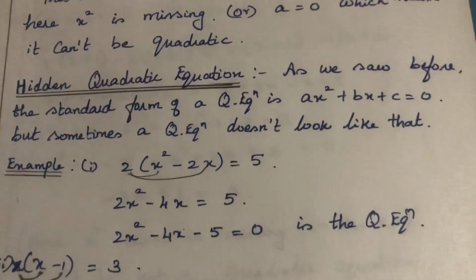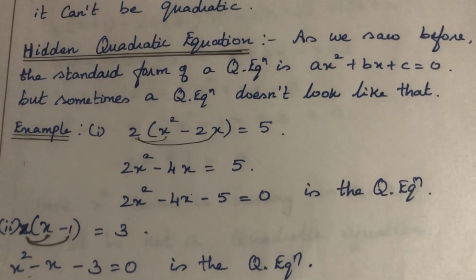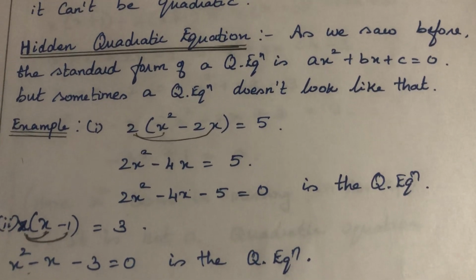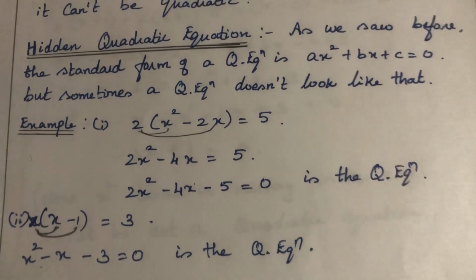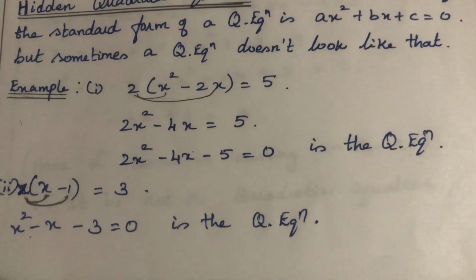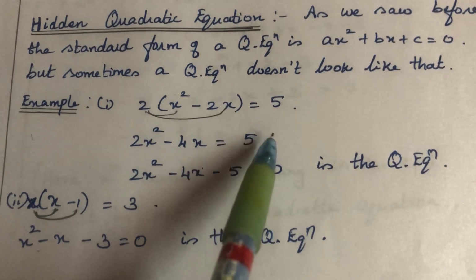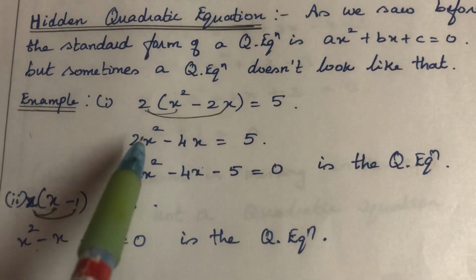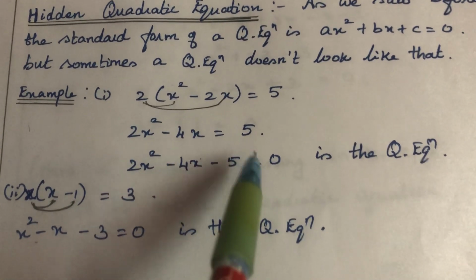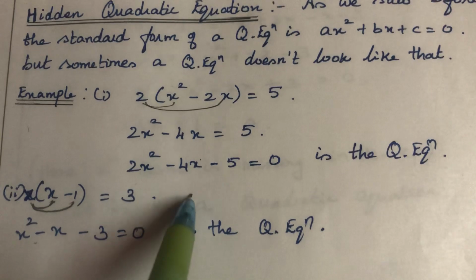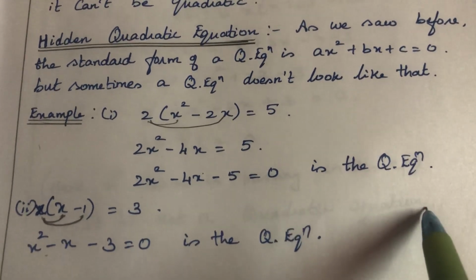Hidden quadratic equation. As we saw before, the standard form of quadratic equation is ax square plus bx plus c equal to 0. Sometimes, a quadratic equation does not look like that. See a few examples. 2 into x square minus 2x is equal to 5. In this case, just multiply: 2x square minus 4x is equal to 5. Here 2x square minus 4x minus 5 is equal to 0, which is a quadratic equation.